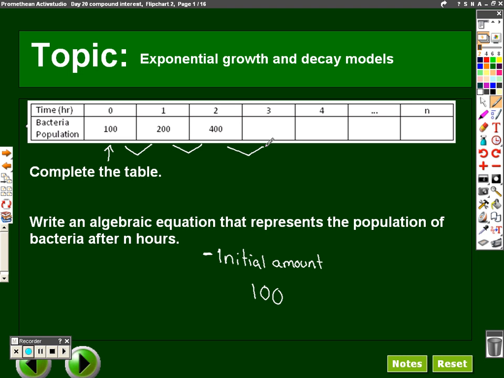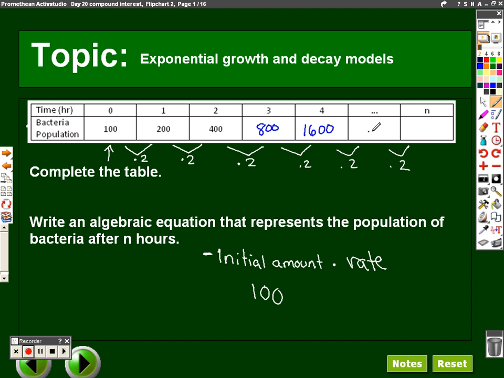Good. You should have said the rate. We also need to know the rate at which it's increasing or decreasing. So the rate here, each time we're multiplying times 2. So we could continue this table if I continue times 2 each time. We could fill this in: 400 times 2, 800 times 2, 1600 times 2, and so on. But then it says n. Oh goodness, there's not supposed to be a 3200 here. That's a dot dot dot.